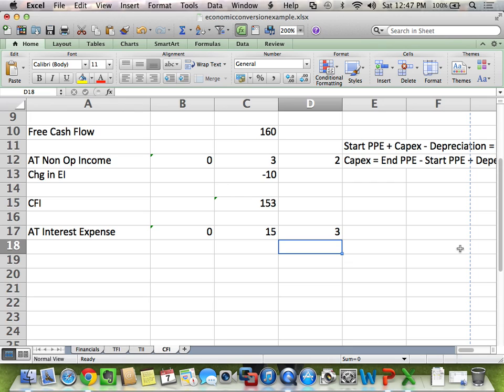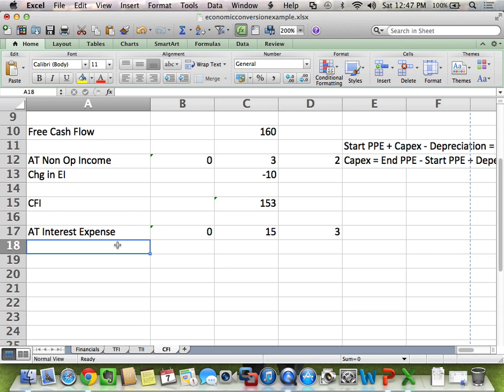Is it a payout? Yes. So it's got to be a positive number, because I'm actually paying the 15 to my debt holders. I'm actually paying them 20 and getting 5 back from the government. But I'm net paying 15 to my debt holders. So it's a positive number, it's a payout.